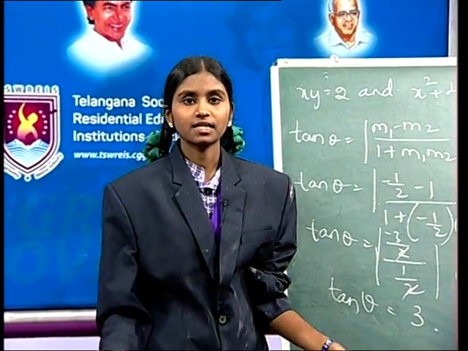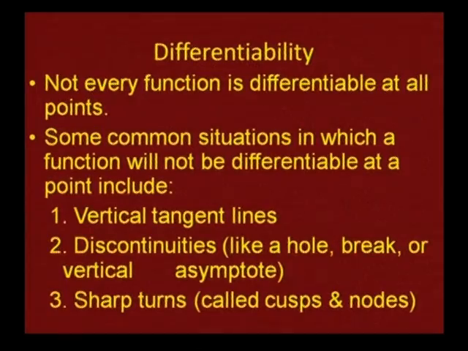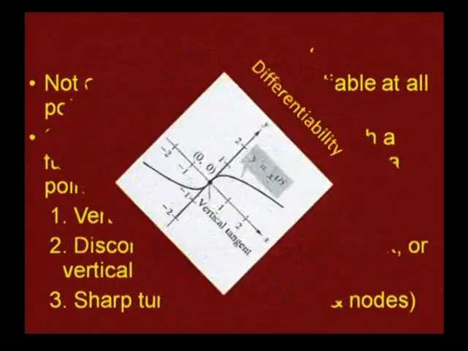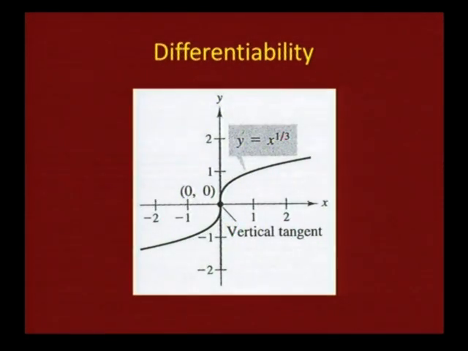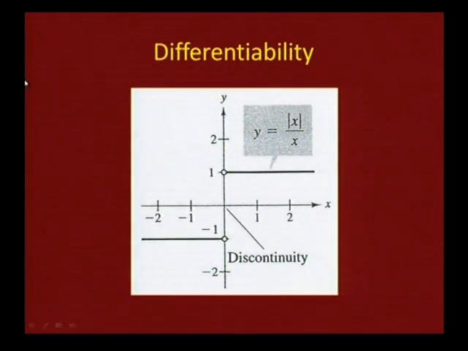And friends, now let us have a look at the PPT. So, this is nothing but differentiability. I have said before that a function is not differentiable at every point. There are some situations where the function is not differentiable, for example, vertical tangent lines and discontinuities, etc. So, this is a vertical tangent line, and next we go to discontinuity.